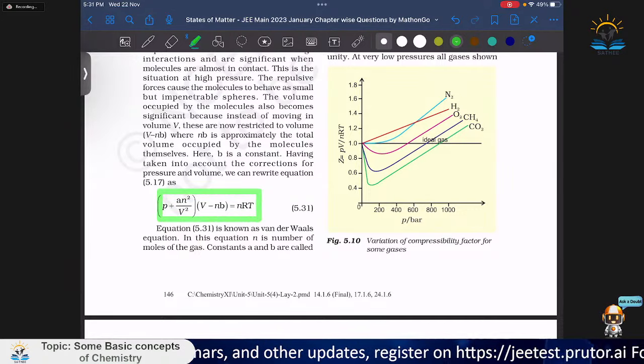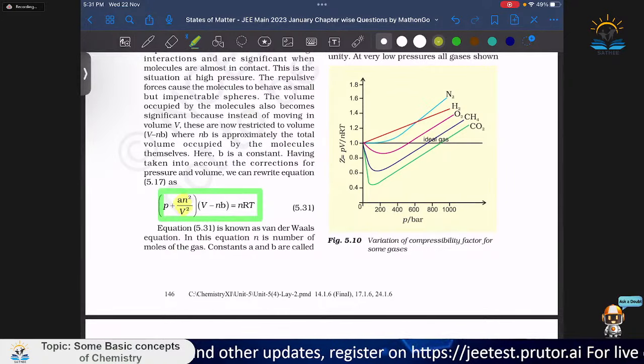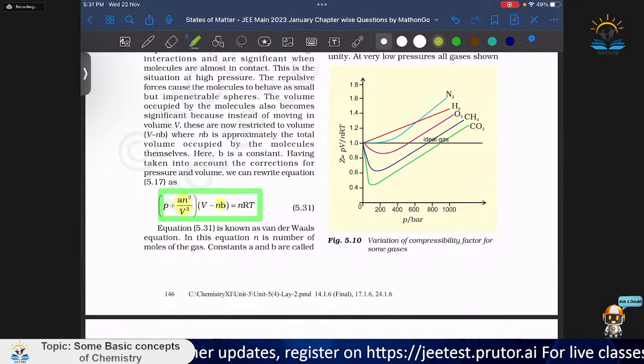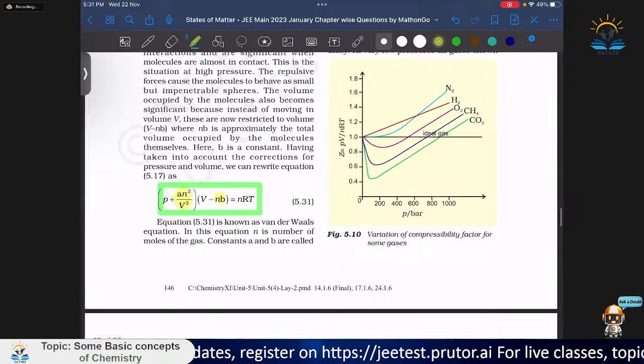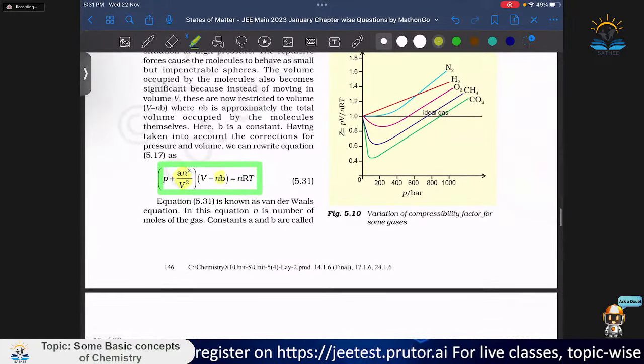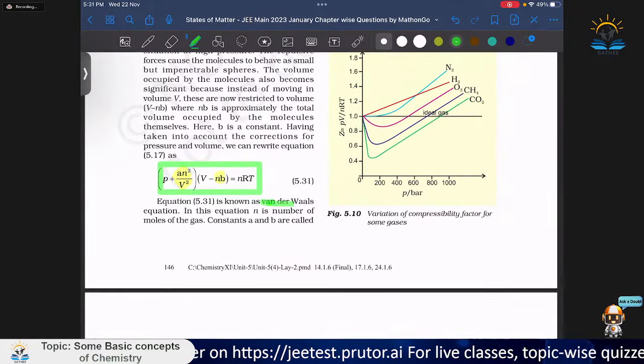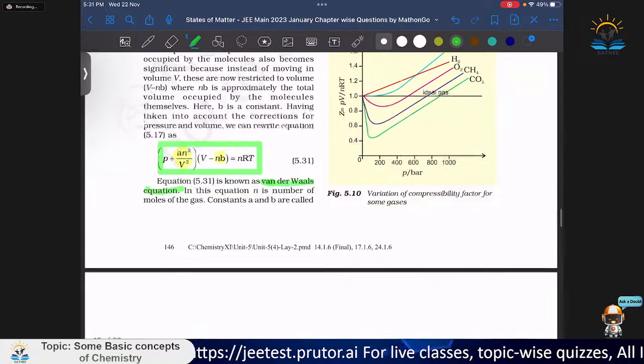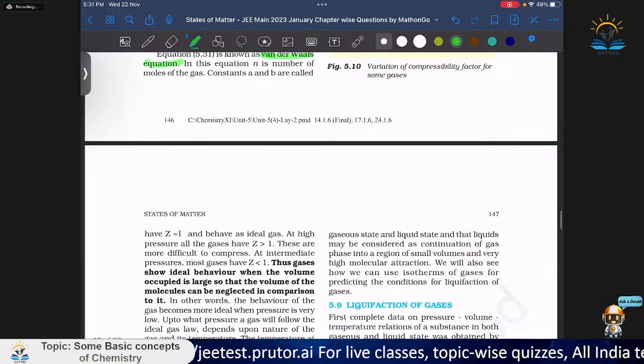Pressure correction term is an square by v square. A is a constant. Volume correction term is nb, where b is a constant. This is the van der Waals equation, and we will use this for different results.